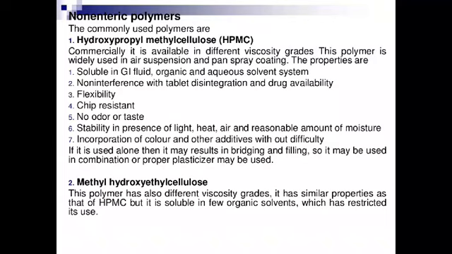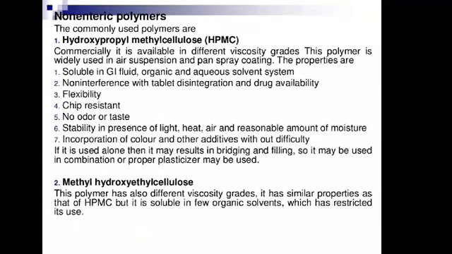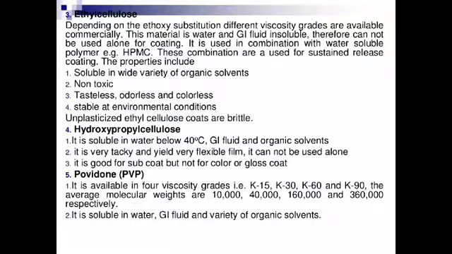The most commonly used non-enteric polymers are HPMC, hydroxypropyl cellulose, then methyl hydroxyethyl cellulose. All of these are derivatives of cellulose, semi-synthetic derivatives. Then you have ethyl cellulose, which is commonly called EC. Then you have HPC, that is hydroxypropyl cellulose. PVP, polyvinyl pyrrolidone, commonly known as povidone, in the series K15, K30, K60, K90, etc.